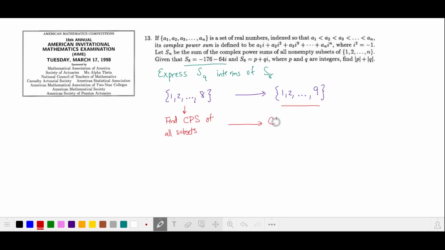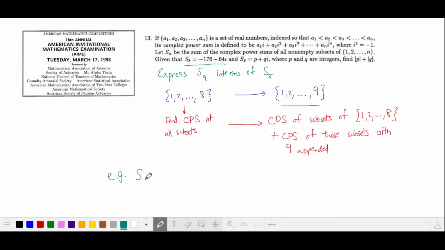This includes the complex power sum of all the subsets of 1 through 8 and the complex power sum of those same subsets with 9 appended to them. So for example, one contribution to S8 will be the complex power sum of the subset 2, 7. In S9, we will also find the complex power sum of 2, 7 and 2, 7, 9.